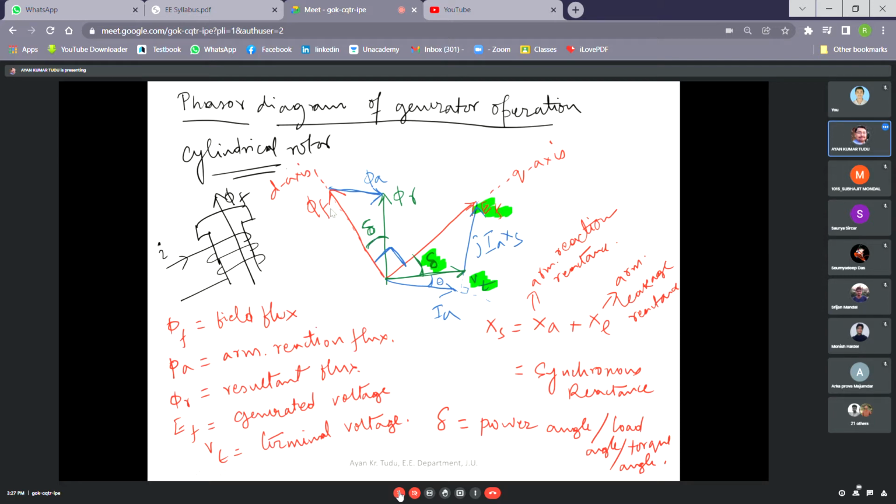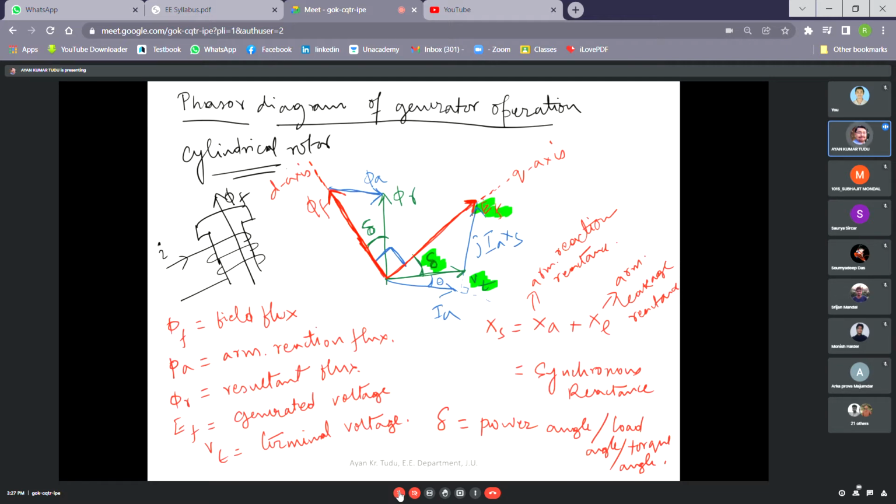And exactly 90 degrees perpendicular to it we have our q axis. As you can see, this is our phi f, and this phi f is along the d axis. At exactly 90 degrees to phi f is our q axis, that is our quadrature axis.